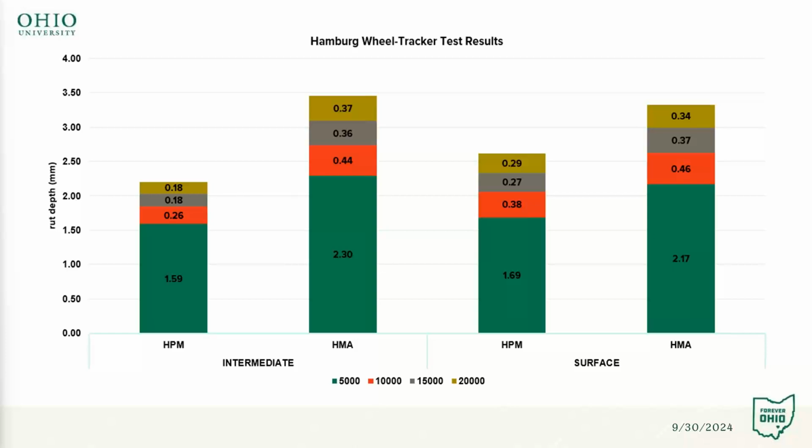And this is the accumulation of the rutting that we have. So the HPM surface versus the HMA surface, and the HPM intermediate versus the HMA intermediate. The green is at 5,000 passes, and then 10,000 passes, 15,000, and 20,000 passes. And again, that's about 2.25 millimeters for the HPM intermediate versus about 3.5 for the HMA, and then the HPM surface about 2.6 versus 3.25 millimeters for the HMA.